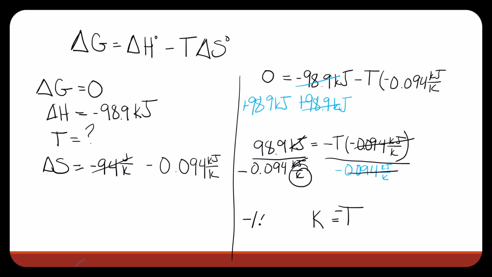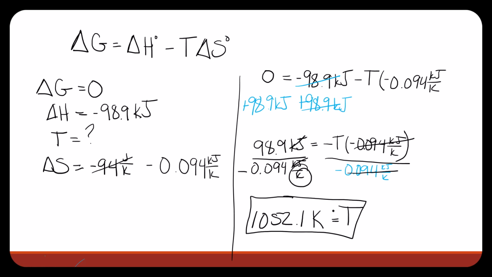I get a value of negative 1052.1. And then I have a negative on the left side, a negative on the right side, so negative T equals this negative Kelvin. So we can divide by negative 1 or just know that those cancel. And so the temperature at which this switches from spontaneous to non-spontaneous is 1052.1 Kelvin.